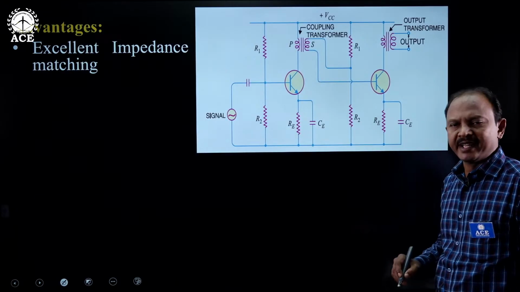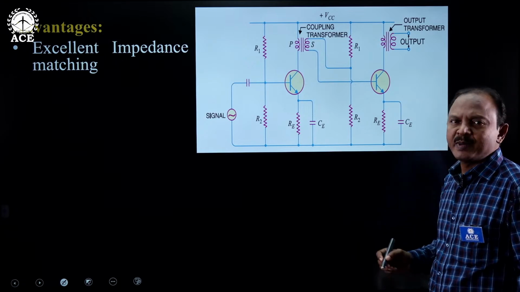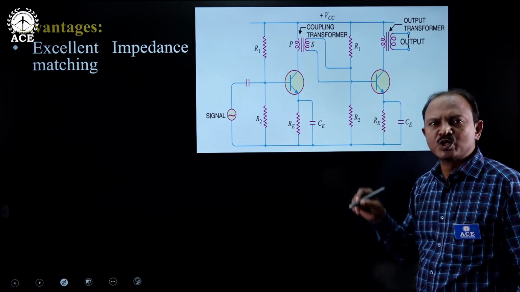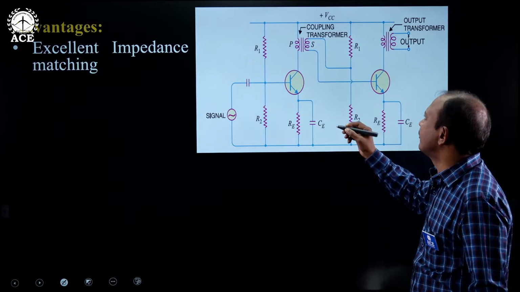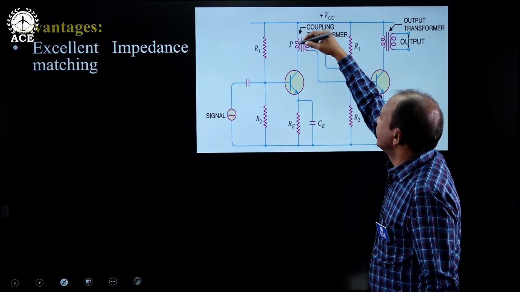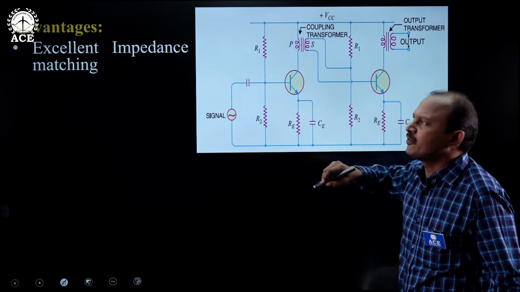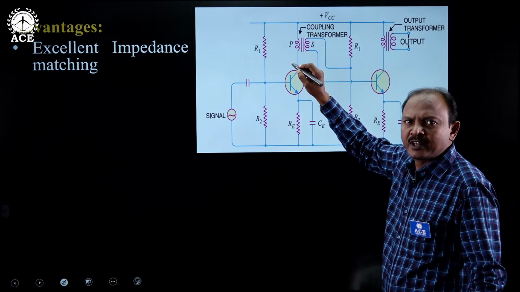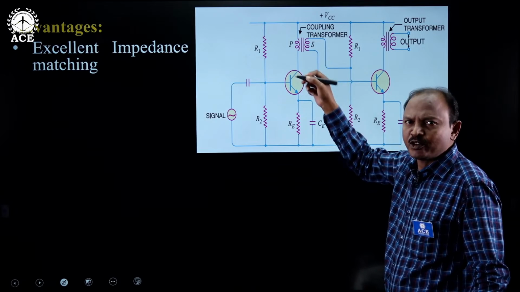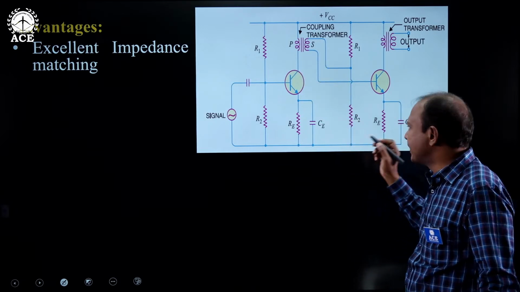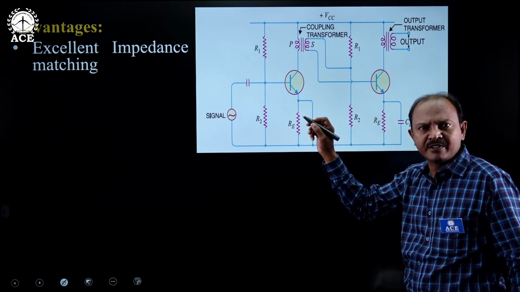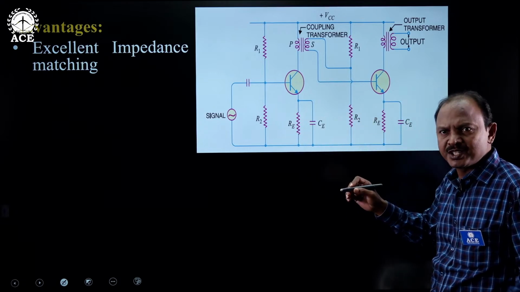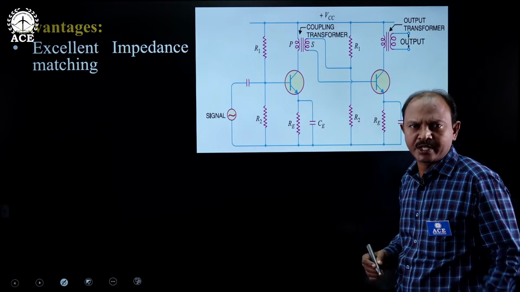First, let us look into the advantages. Excellent impedance matching, which was missing in the previous two cases, is achieved here. In conventional amplifiers, we used to have a resistor RC here, which is not flexible for us. We cannot change that resistance as and when we want. In order to match the output impedance of the first stage with the input impedance of the second stage, there was no facility in the previous two circuits.